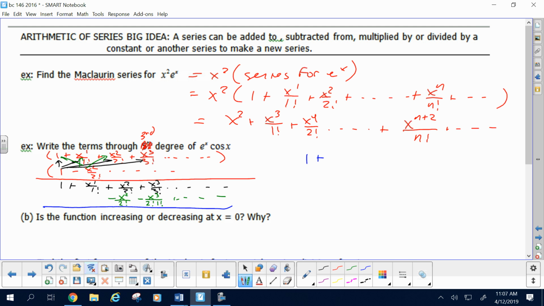my final answer would be 1 plus x to the first over 1 factorial. The x squareds drop out, right? And then last but not least, I get x cubed over 3 factorial minus x cubed over 2 factorial. What's the common denominator there? That's x cubed over 6 minus x cubed over 2. What does that come out to be? Negative 2x to the third over 6, yeah? Or you could reduce that.